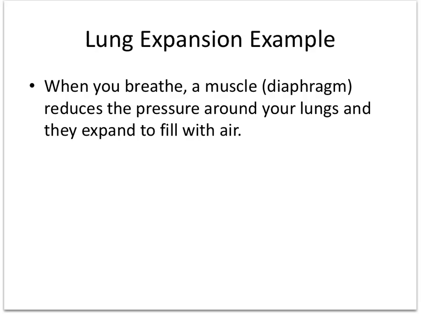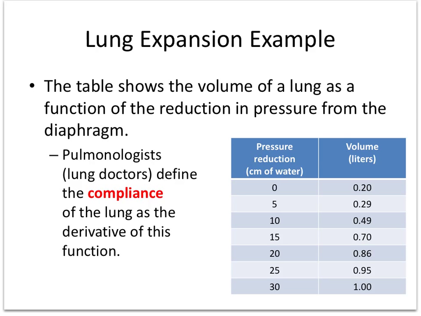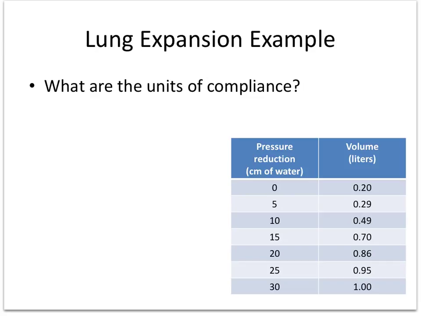All right, different example, something completely different. When you breathe, a muscle, your diaphragm, reduces the pressure around your lungs and they expand to fill with air. We have lung doctors who define the compliance of the lung as the derivative of the function. I'm given some data here: pressure reduction in centimeters of water, volume in liters. So if the compliance is the derivative, what are the units? Look over here. Centimeters of water over liters.